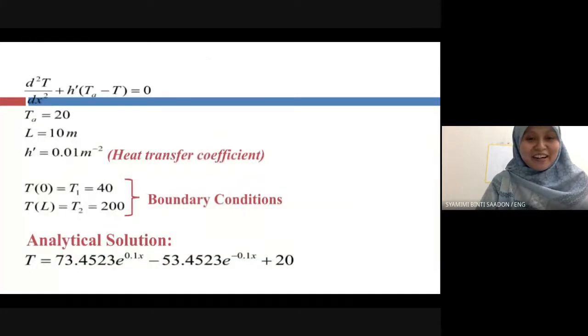So for example here, we have this heat transfer equation. This is a normal equation for heat transfer, and it is second order. The function is T, temperature. So it is a second order differential equation of temperature along the distance x.